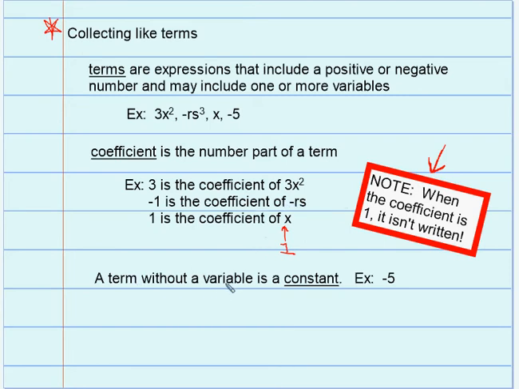A term without a variable is a constant, and in the list that we illustrated up at the top, negative 5 is a constant. Negative 5 is always worth negative 5. When we introduce the variable, the value of the term will change, making it not a constant, but because there is no variable, it's always this value, so it's a constant.